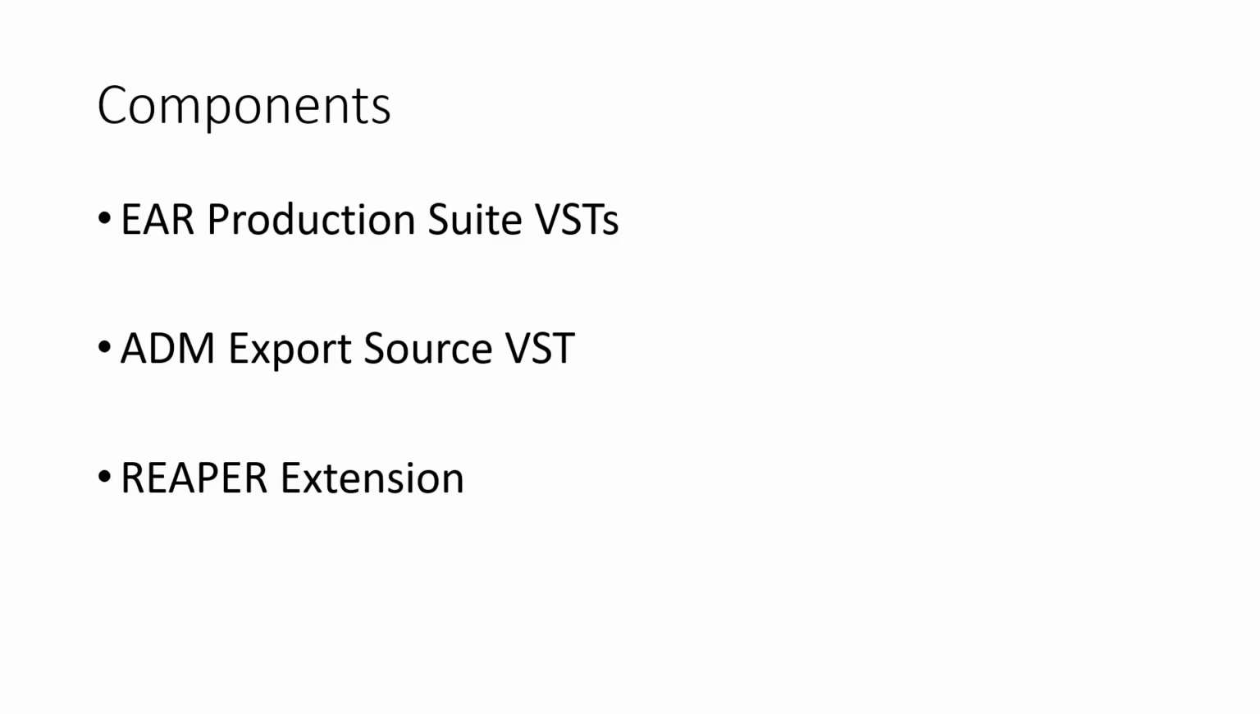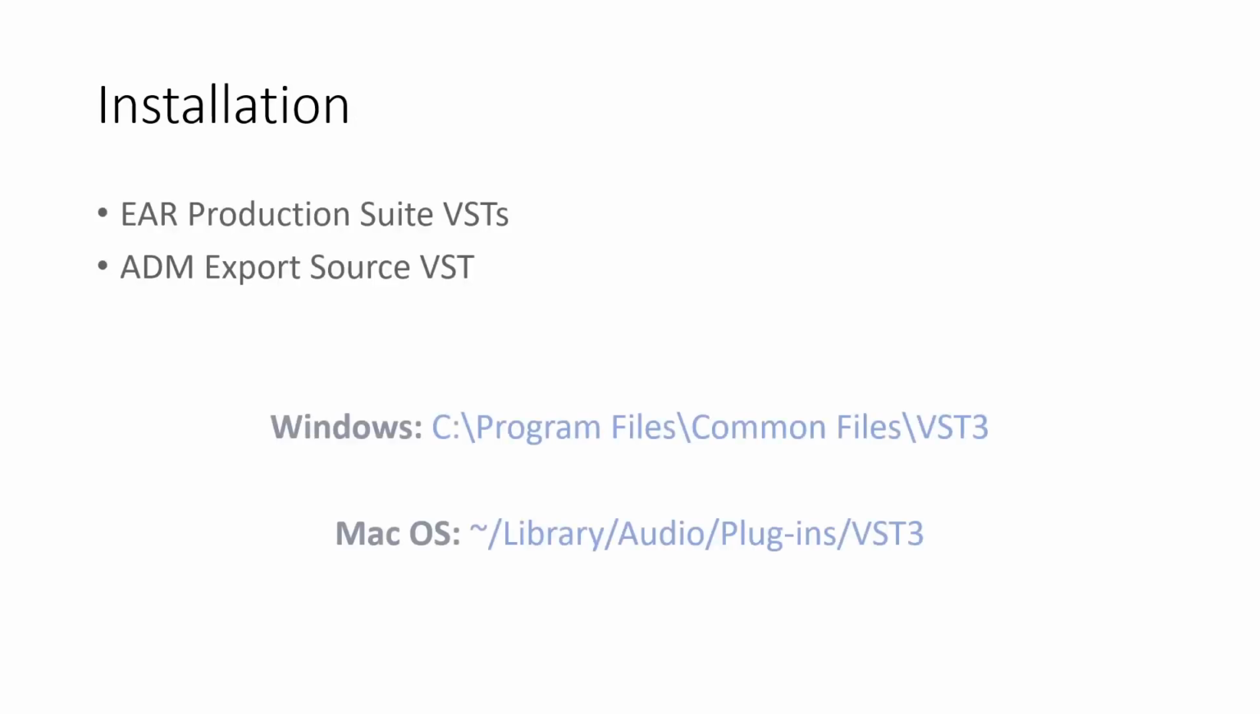So let's look at installation. The EAR Production Suite VSTs and the ADM Export Source VST should be installed to your usual VST3 directory. So on Windows, this is usually in Program Files/Common Files/VST3. On a Mac, this is usually your home directory/Library/Audio/Plug-Ins/VST3.